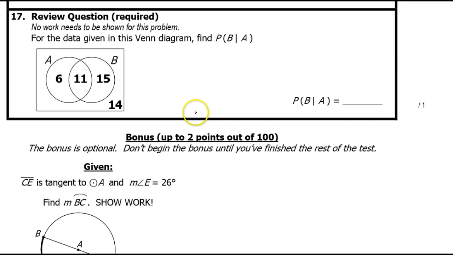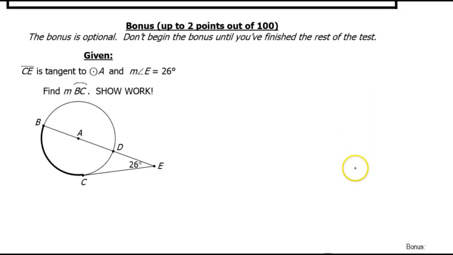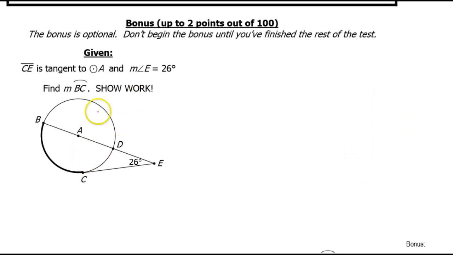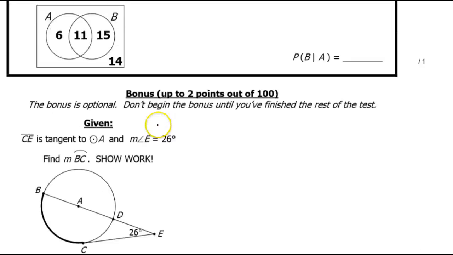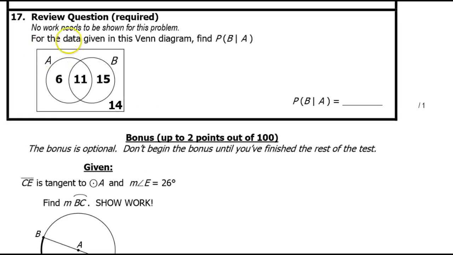Alright, now we're down to the last two questions. The next question is a review question that has nothing to do with circles. So I'm actually going to skip over that for now. I'll save that for the end. I'm going to go and do the bonus, which still pertains to the subject of arcs and angles and segments and circles. And that way, anyone who doesn't care about probability, they can just stop the video.